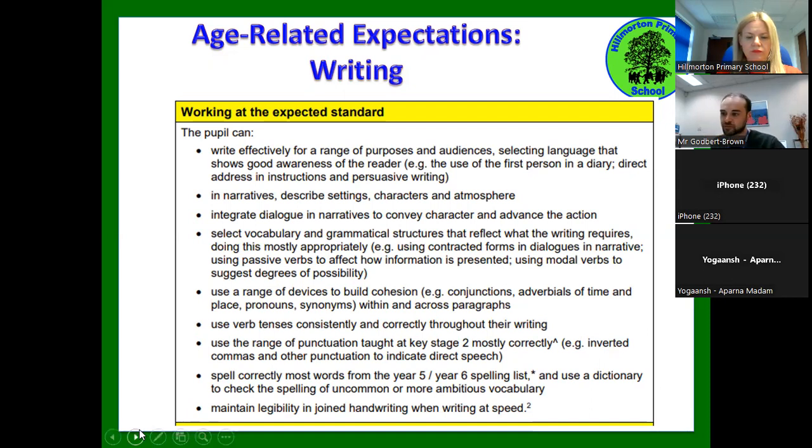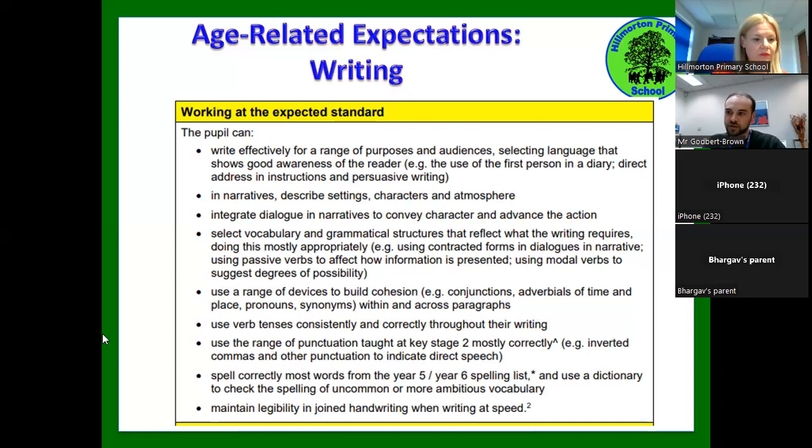I'll go through this one at the bottom: maintain legibility and joined handwriting when writing at speed. There are all these different areas that will be assessed, and it may not be that their handwriting is perfect across every single piece of work, but if we can show that they can achieve that, they will be able to achieve working at the expected standard. It's finding elements of these bullet points across their work rather than it being in every single piece of work. There's more on the next slide: the working at greater depth standards for writing.